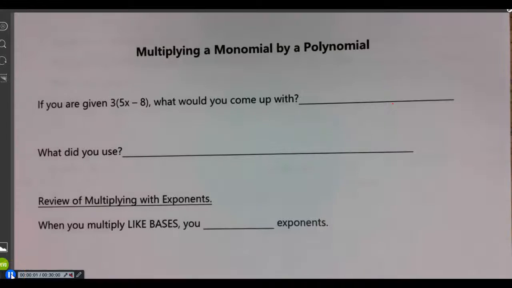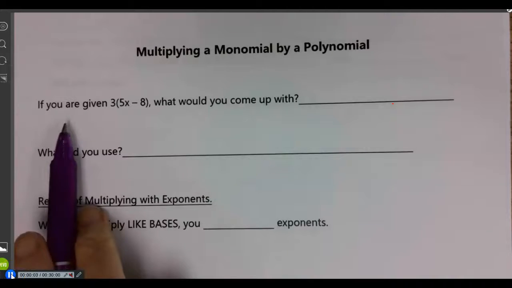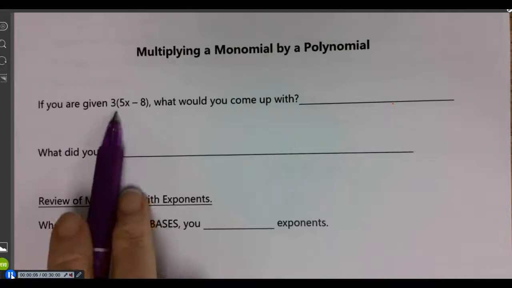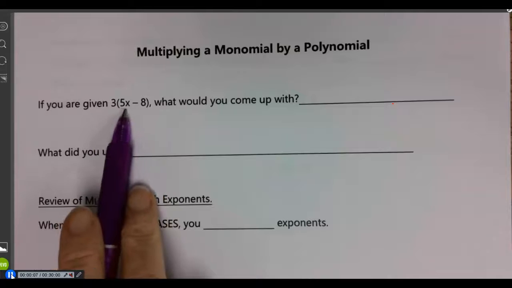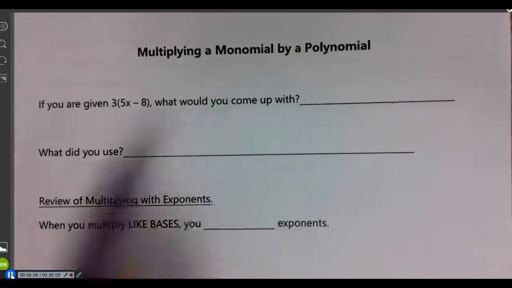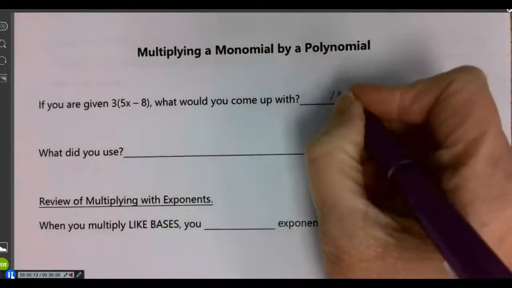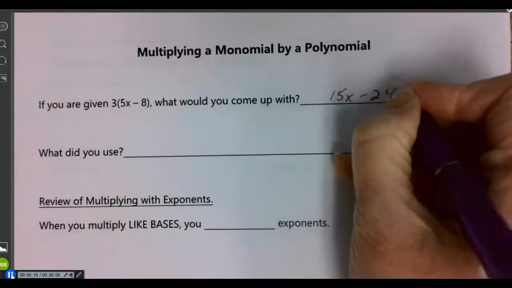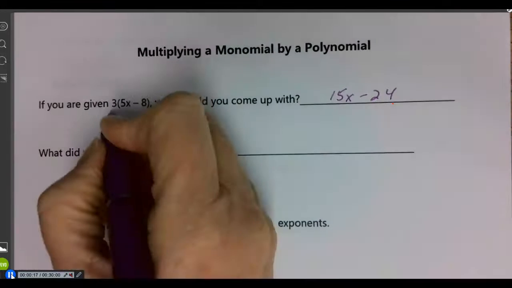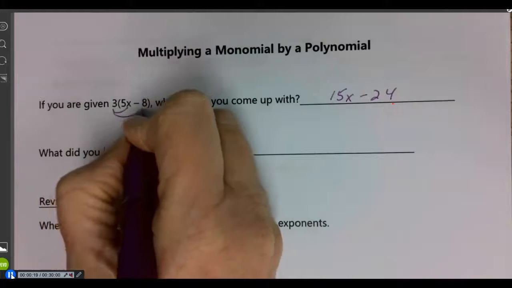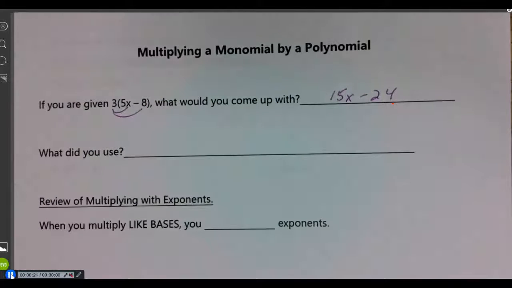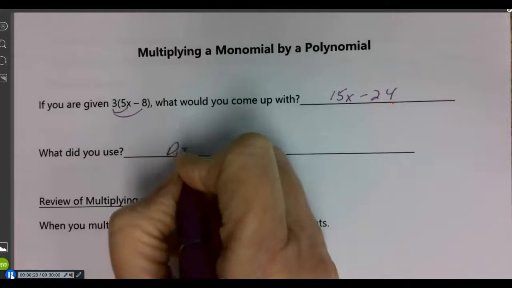So now we're going to multiply a monomial times a polynomial. If you're given this problem right here, 3 parentheses 5x minus 8, what would you come up with? Just try that. What would you get? Did you get 15x minus 24? Yes, because you took 3 times 5x and 3 times 8. What property did you use? Exactly, you used the distributive property.